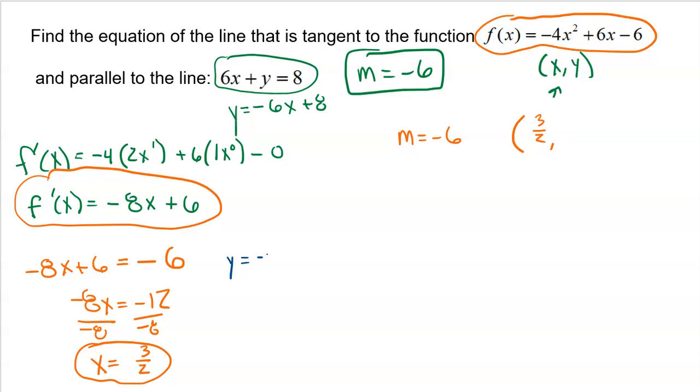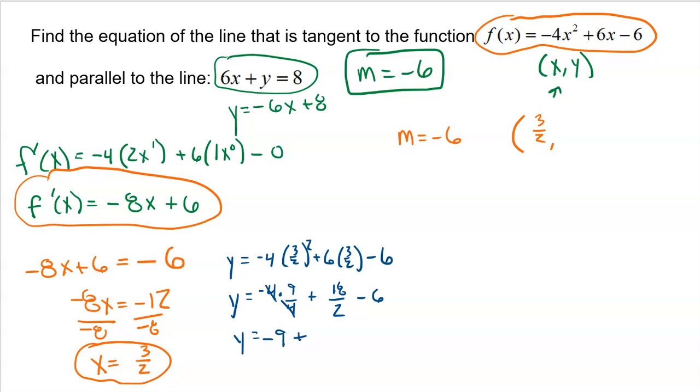So my y value is going to be negative 4 times 3 halves squared plus 6 times 3 halves minus 6. And this is going to require, again, most kids are going to grab their calculator, but I'm going to attempt to do this on my own. Negative 4 times 9 fourths plus 6 times 3 halves is 18 halves. Minus 6, and all of this is going to be very reducible. Let's see, that results in negative 9 plus 9 minus 6, which negative 9 plus 9 is 0, minus 6 is negative 6. So there's my y-coordinate of negative 6.